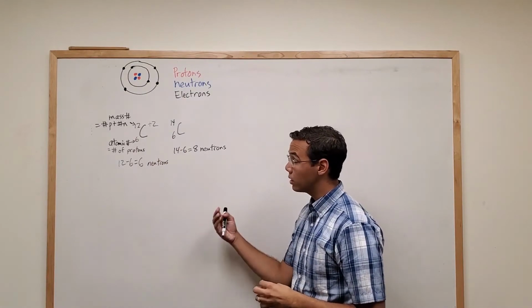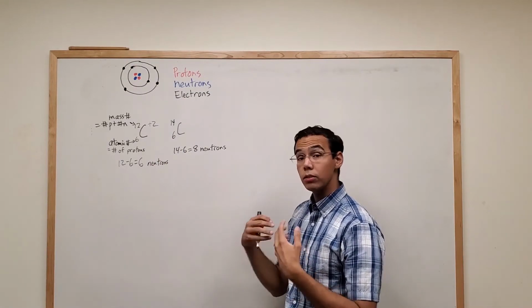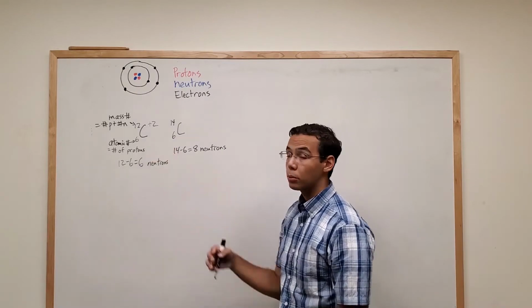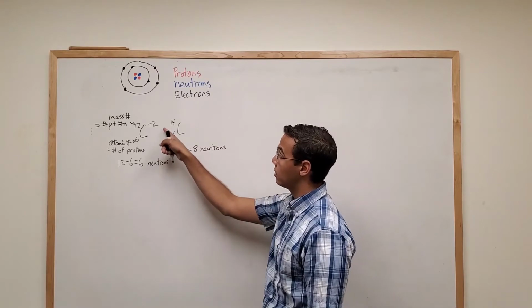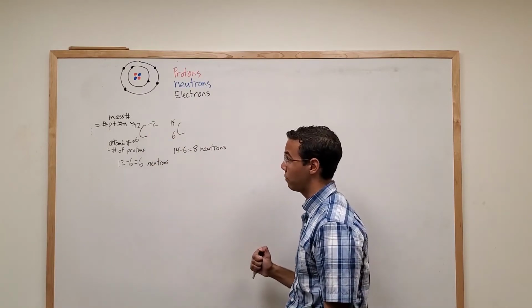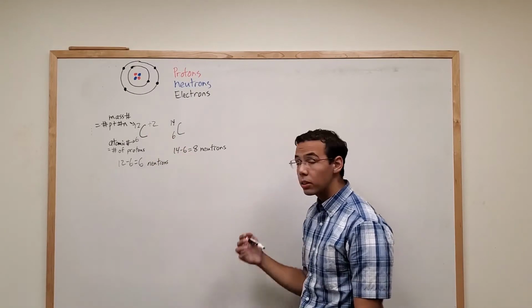And an isotope just tells you that they have different numbers of neutrons, but they must have the same number of protons, otherwise they'd be different elements entirely. So an isotope just tells us that there's different number of neutrons. Okay, so let's go back to charge. How do we get the plus 2?